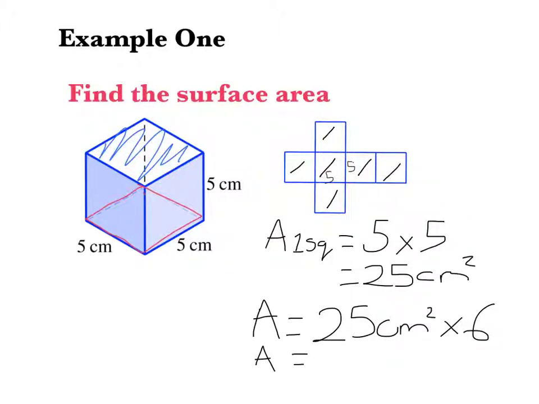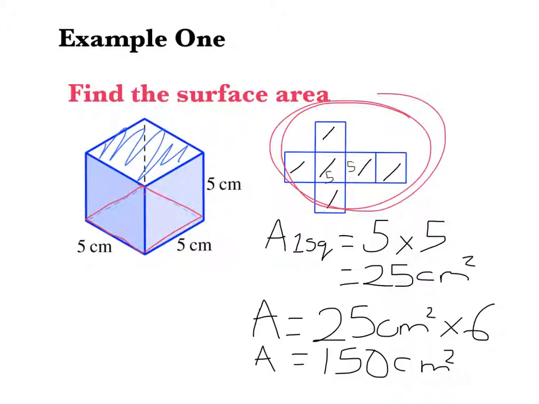150 centimeters squared. So it's pretty simple, guys. 6 times 25 centimeters squared equals 150 centimeters squared. The main thing to remember is the drawing of this net. Draw the net so it will help you deal with each shape separately.